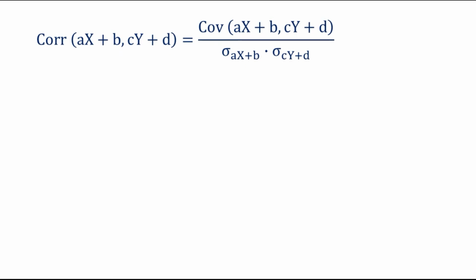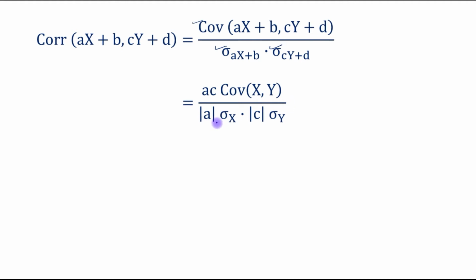Correlation between ax plus b and cy plus d can be written as covariance between ax plus b and cy plus d whole upon standard deviation of ax plus b times standard deviation of cy plus d. We have already calculated these values, right? So in the next step, we can write ac times covariance between x and y whole upon absolute value of a times standard deviation of x and absolute value of c times standard deviation of y.